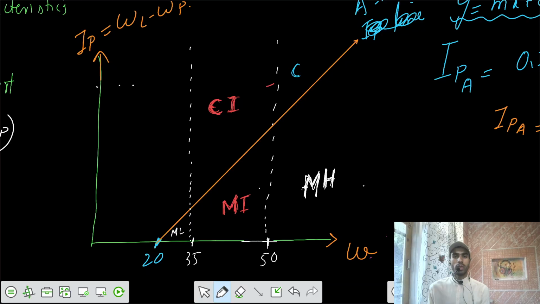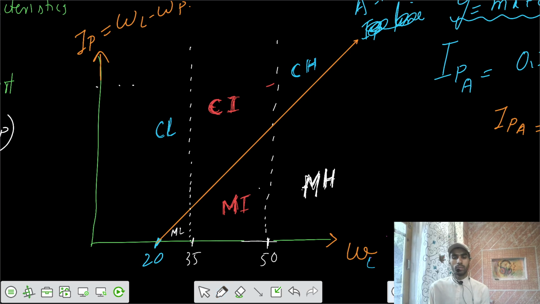If the point is above the A line, that's clay, and if the liquid limit of that soil is greater than 50%, we can write that your soil is actually highly compressible clay, CH. And here we can write that your soil can be clay, but low compressible clay.